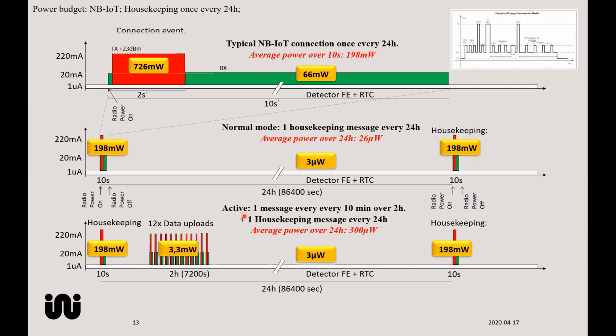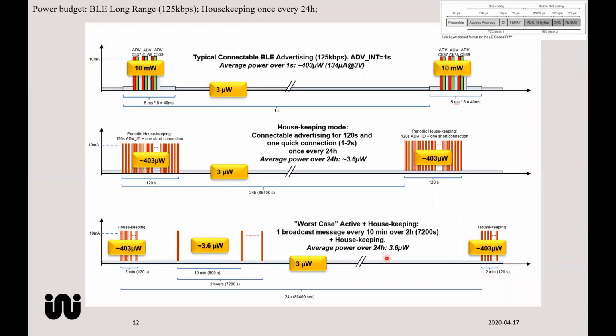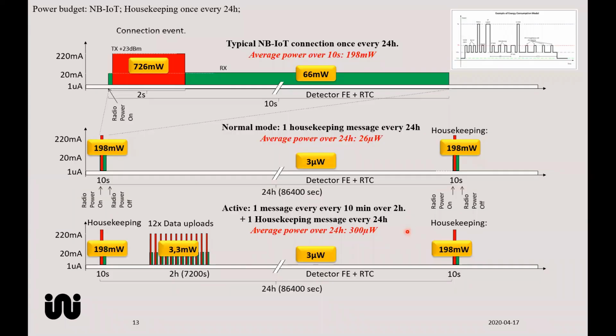If you now do the same worst case scenario, again, one event per 10 minutes over 2 hours, and then the rest of the 24-hour period is nothing, then the mean power consumption over 24 hours would be approximately 300 microwatts. So if we go back and compare 3.6 microwatts to 300 microwatts, you see that there is a significant difference.